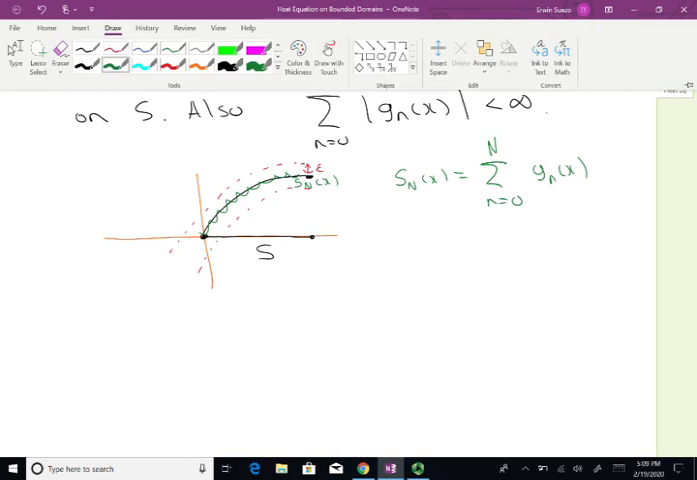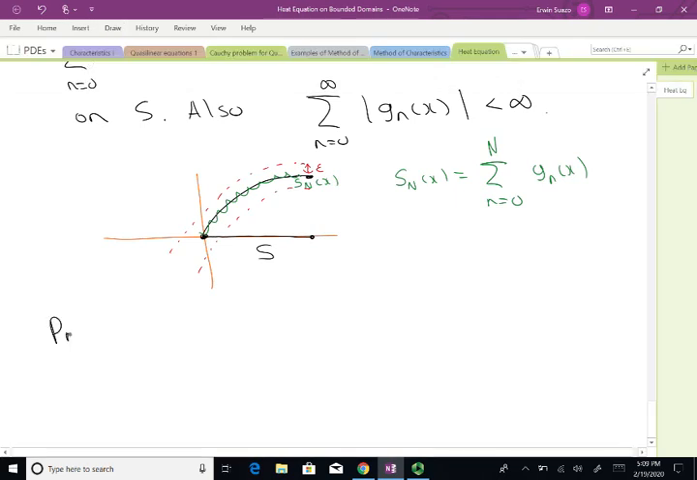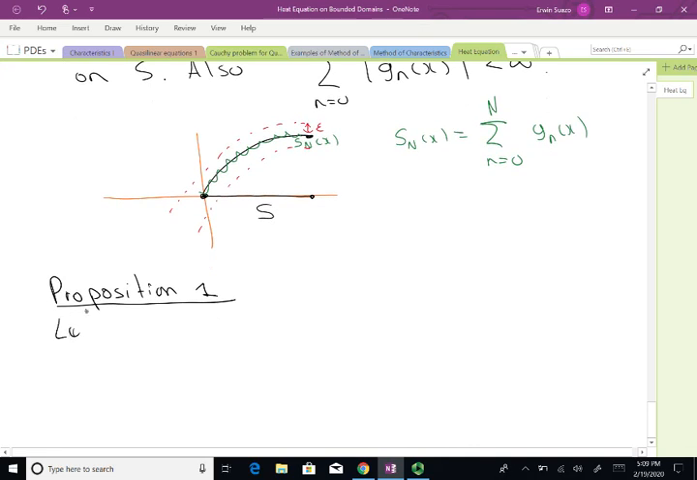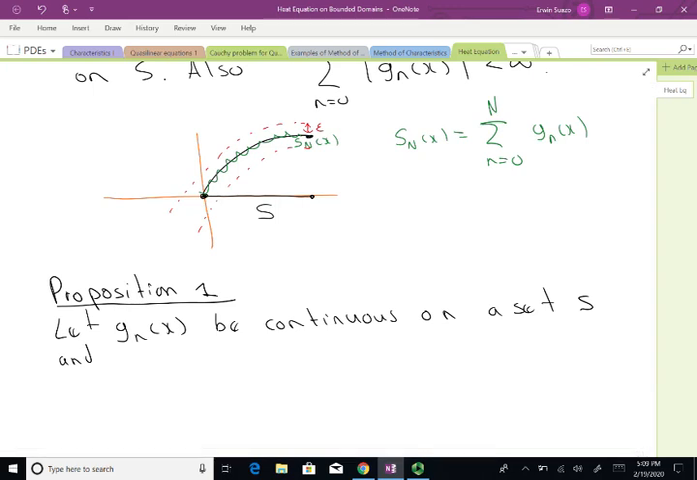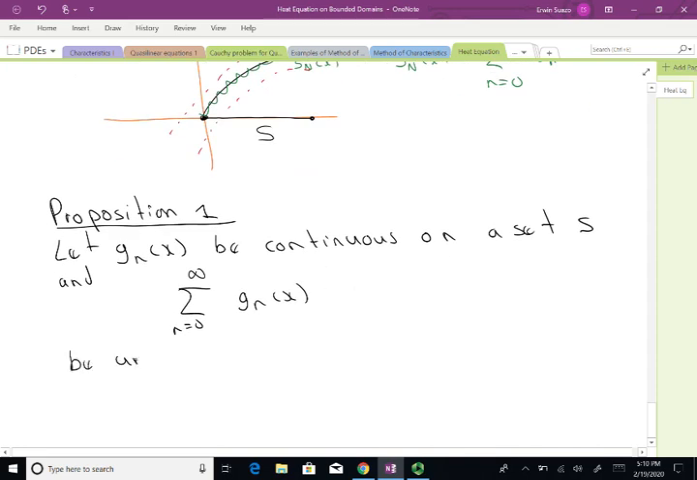So proposition 1: let g sub n of x be continuous on a set S, and let the sum from n equals 0 to infinity of g sub n of x be uniformly convergent on S.